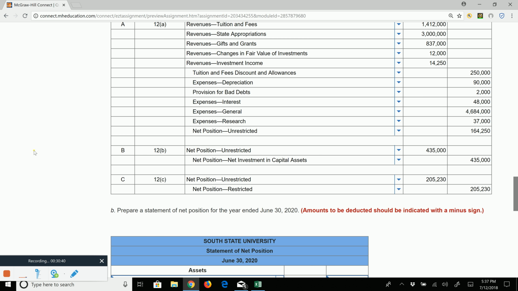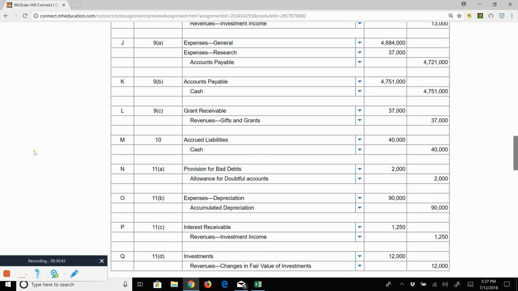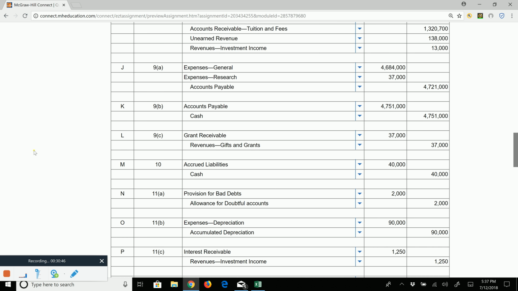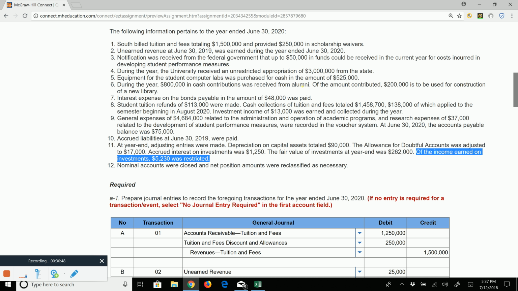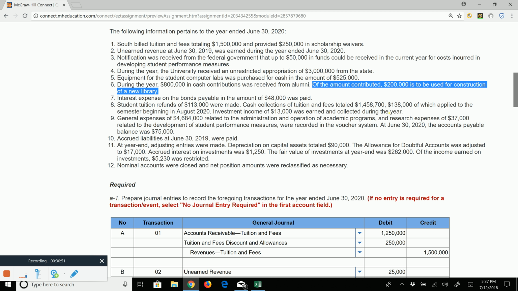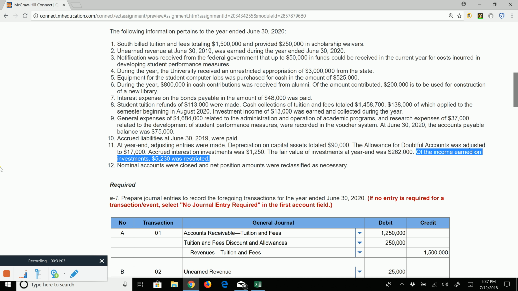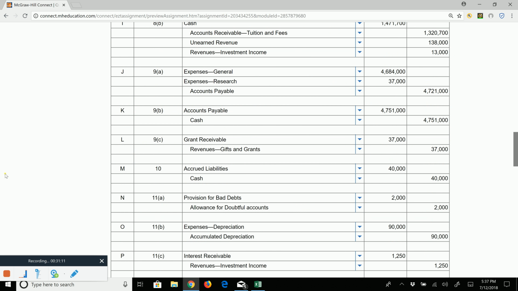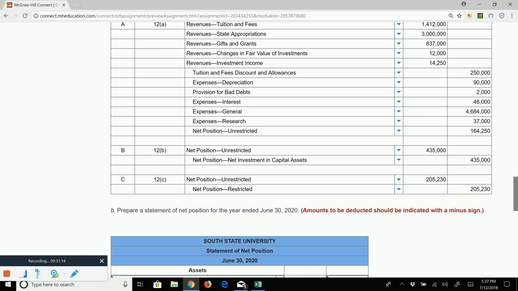And last but not least, your restricted net position, that's going to go up by $205,000. And let me just highlight them for you. If you remember back up in number 6, of the amount contributed, $200,000 was set aside specifically for construction of a new library. And in number 11, we just went through that. Out of the income earned on our investment portfolio, $5,230 was restricted. If you add up those two numbers, you get $205,230. And so that is going to be the increase in your restricted net position. And the opposite side of the journal entry will always go to unrestricted.